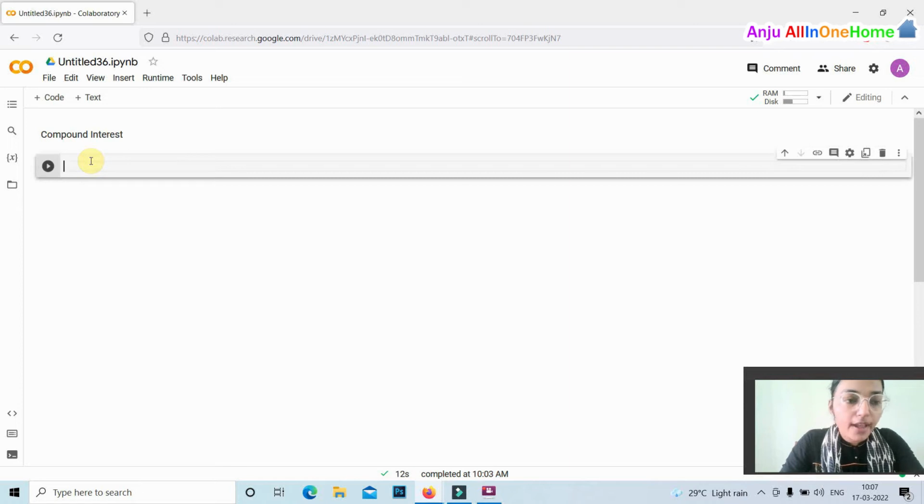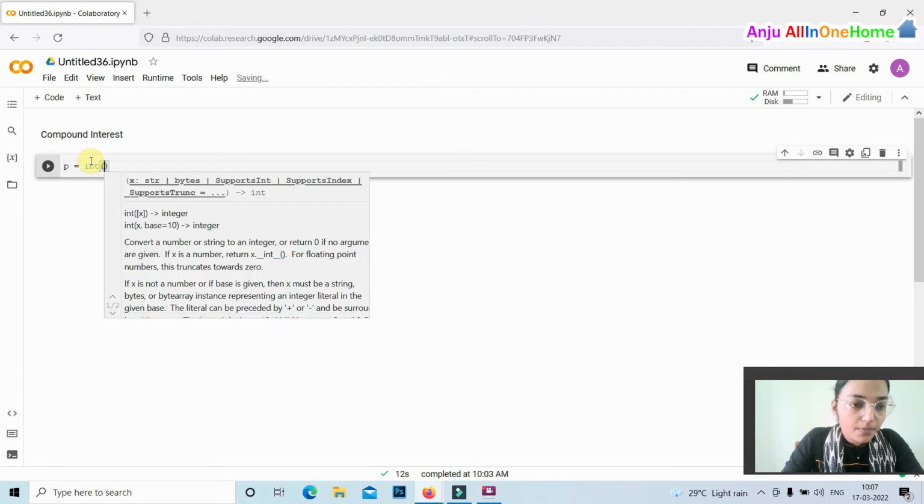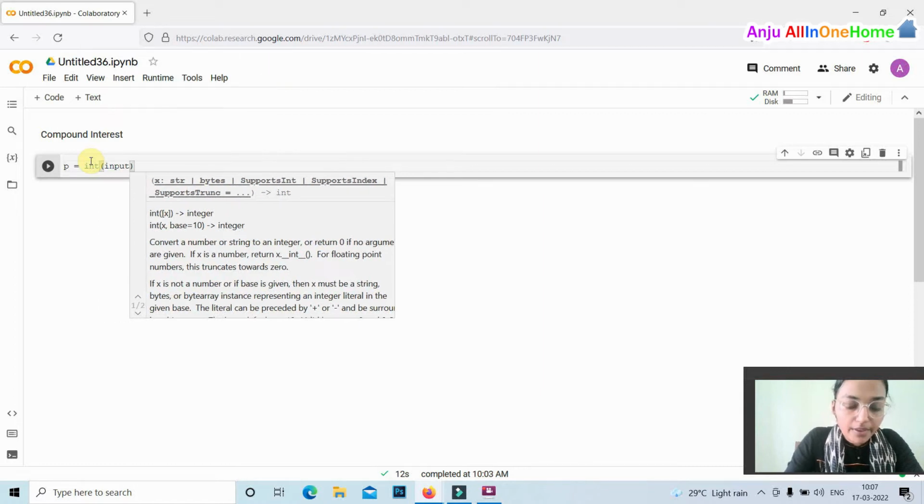Okay, for calculating compound interest, we have to enter three values: the principal amount, the rate of interest, and the duration of time. First of all, we are assigning the principal amount to a variable P. Then the typecasting is performed here using the int keyword, int, input, or we can use float as well.